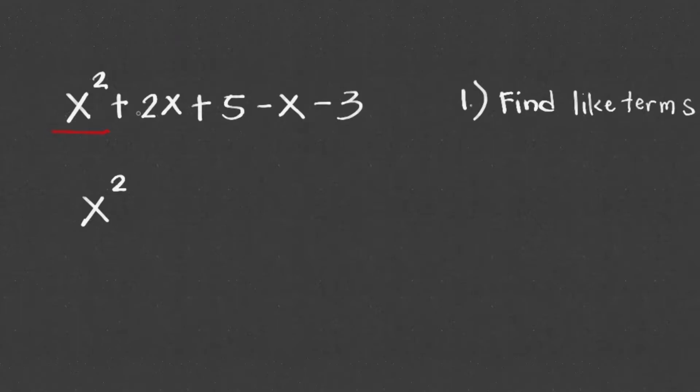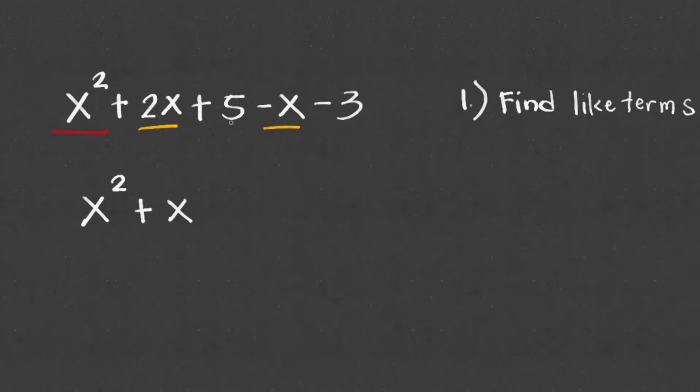And next is the 2x. So its like term is the negative x because they both have the same variable, the x raised to 1. Therefore, you can add or subtract those two. So 2x minus x is equal to 1x, or simply x.